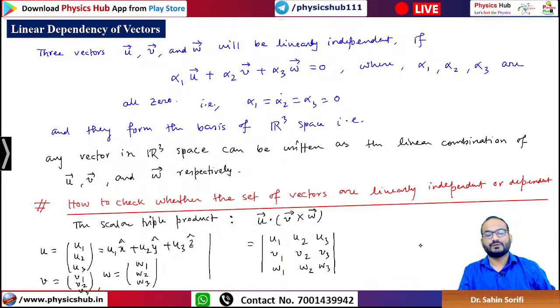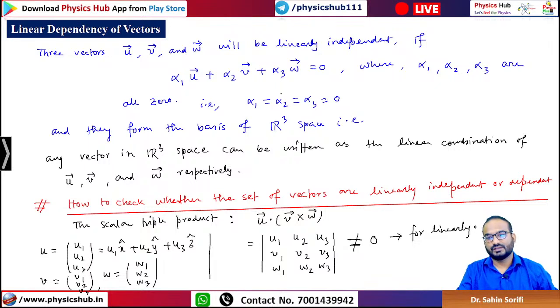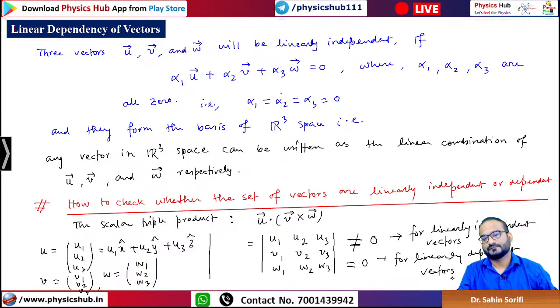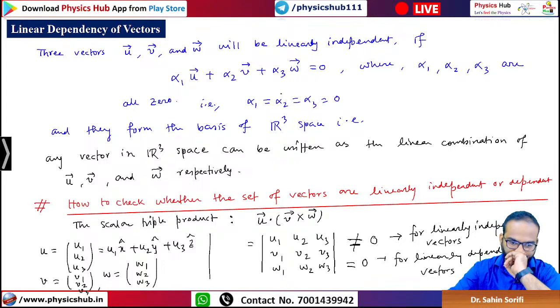So this determinant is formed. If you find it not equal to 0, remember, this is the criterion for linearly independent vectors. So if the determinant is found to be not equal to 0, it is linearly independent. If it is 0, then linearly dependent vectors. Understood?